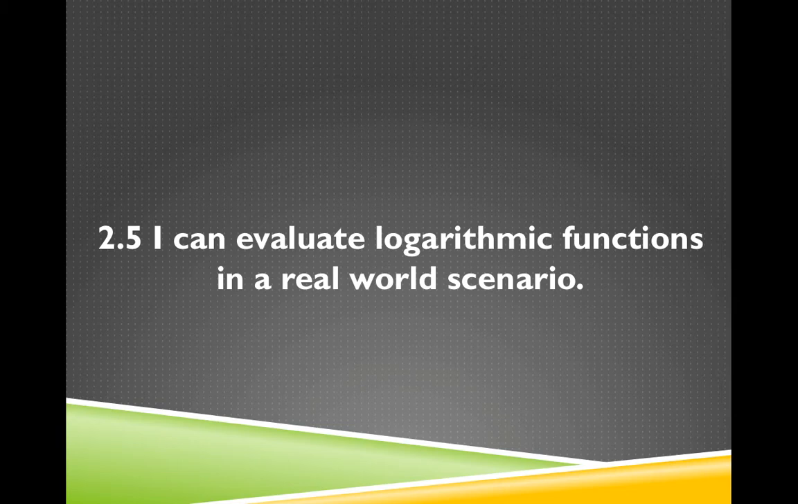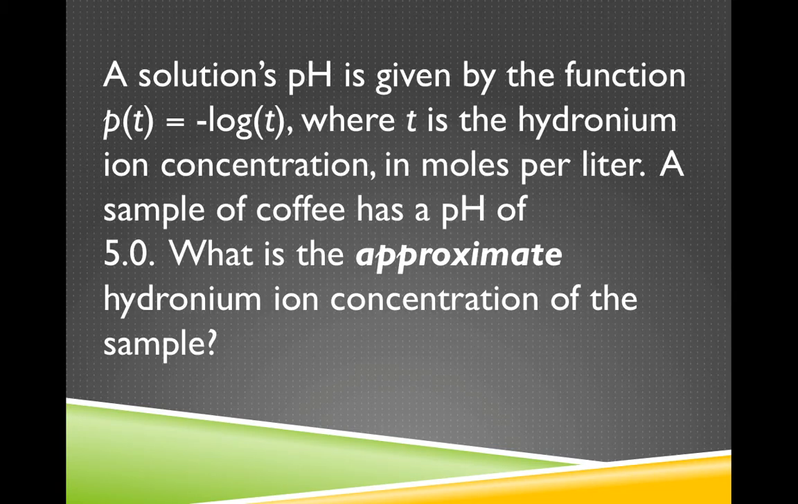Learning target 2.5 says I can evaluate logarithmic functions in a real-world scenario. A solution's pH is given by the function p of t equals the opposite of the log of t. Notice this is the log, L-O-G. There is no base, so this is log base 10, the common log, where t is the hydronium ion concentration in moles per liter. A sample of coffee has a pH of 5.0. What is the approximate hydronium ion concentration of the sample?